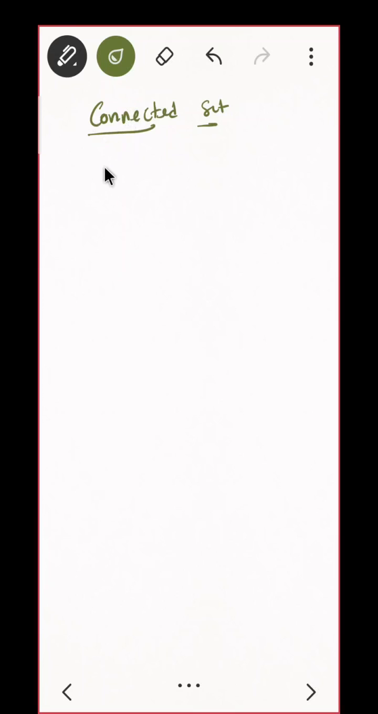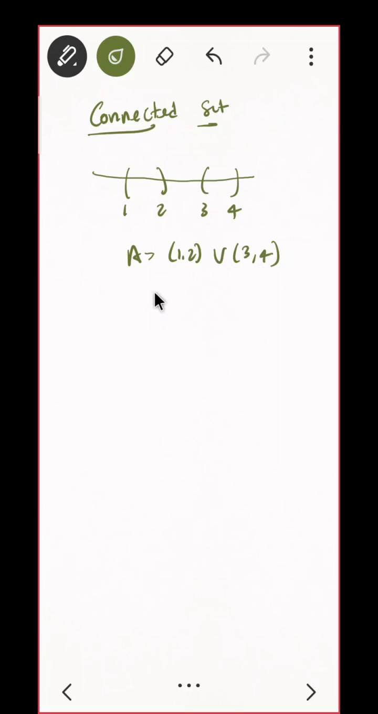If you are having in the case of real line, you are having this set, this and this, say 1 2 and 3 4. That is your set is (1,2) union (3,4), correct? So is this set connected? Connected means what? There should not be any break. यहाँ तक हुआ but there is a break in between and then this is. So this is not connected set here.